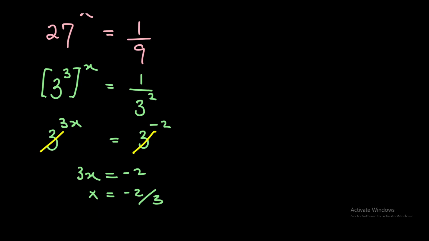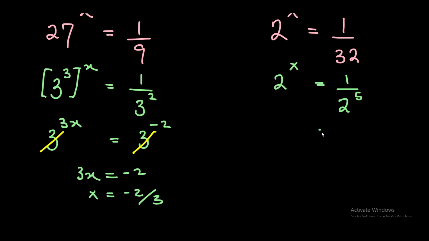In the same way, you may have another question like this. Maybe you want to solve the equation 2 to the power of x is equal to 1 over 32. Again, you recognize that you can write 32 as a power of 2, as 2 to the power of 5, right? And on the left, you already have 2 to the power of x. And we can write 1 over 32 as 2 to the power of minus 5.